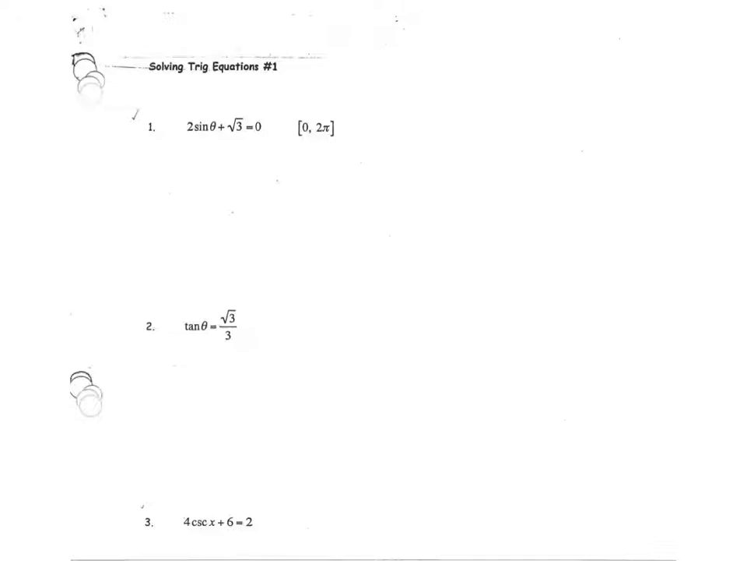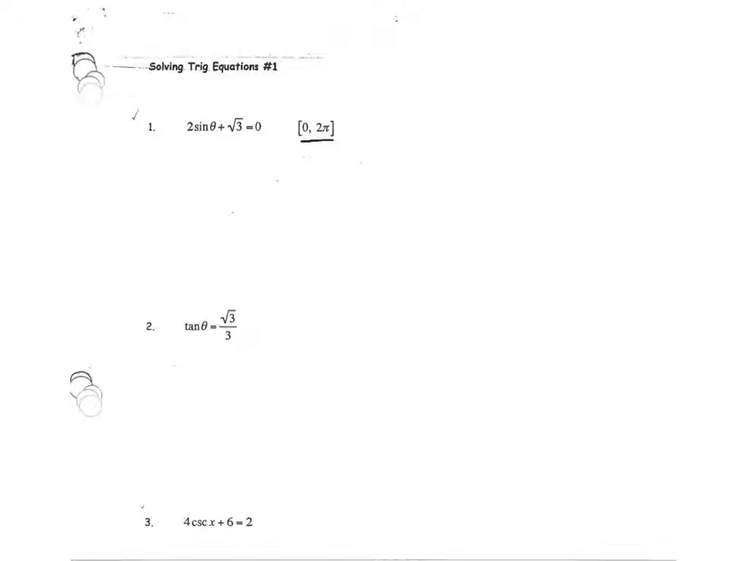So we have the equation 2 sine of theta plus root 3 equals 0, and to the right you'll see this 0 to 2 pi. That means our answers should be between 0 and 2 pi. Now this is not inverse sine of theta, so we're not restricted by some range. Okay, so your answers here must lie between 0 and 2 pi.